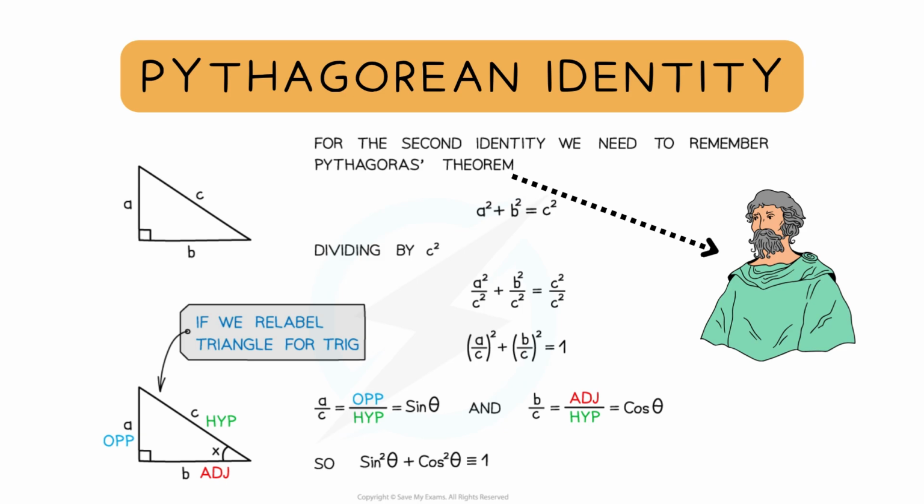It's also handy to rearrange it. Sin squared theta is 1 minus cos squared theta, or cos squared theta equals 1 minus sin squared theta, which we will use for simplifications and solving equations.